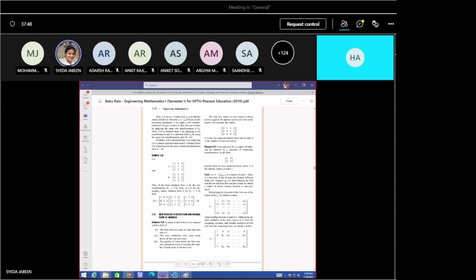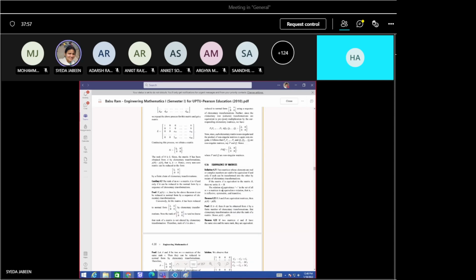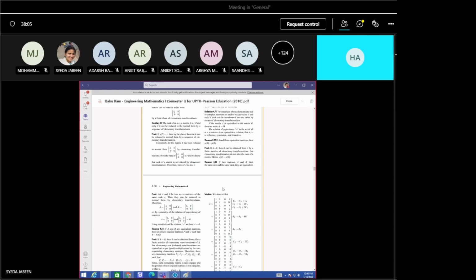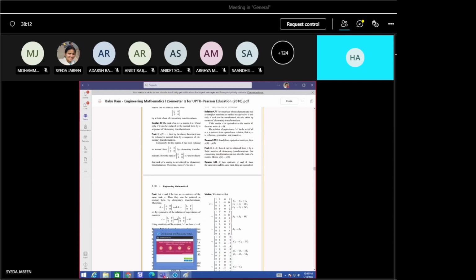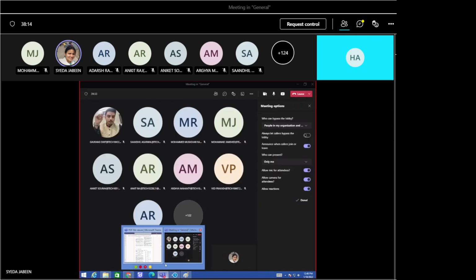So this also I have taught, row reduced echelon form. It will be of this form. Anybody else, post your solution?